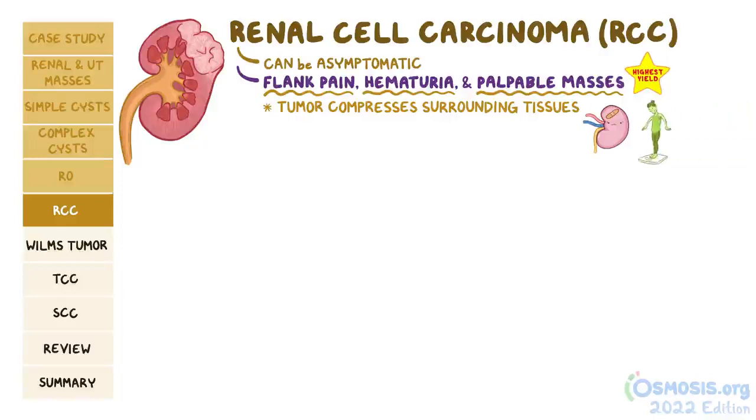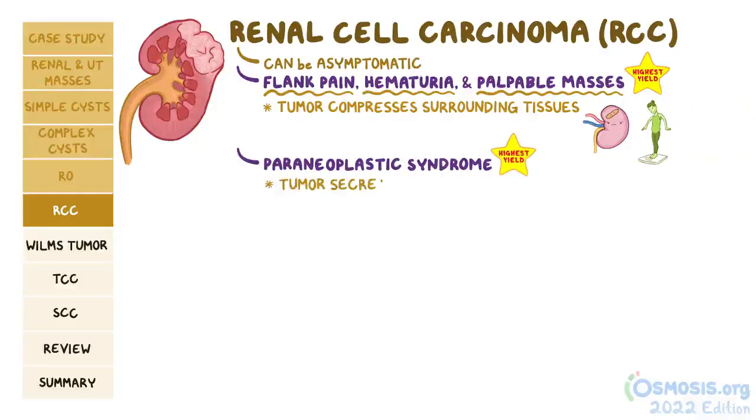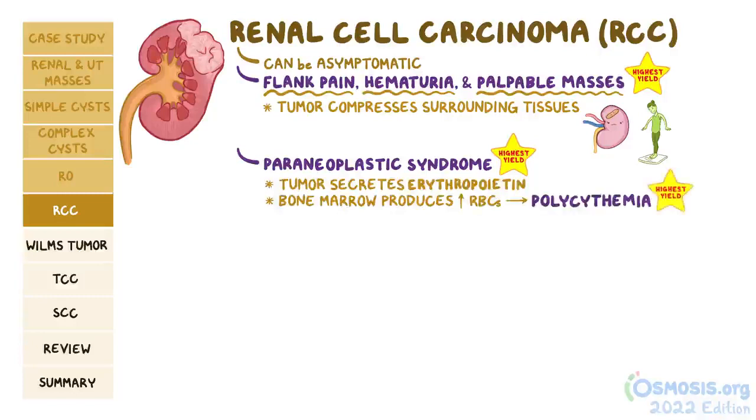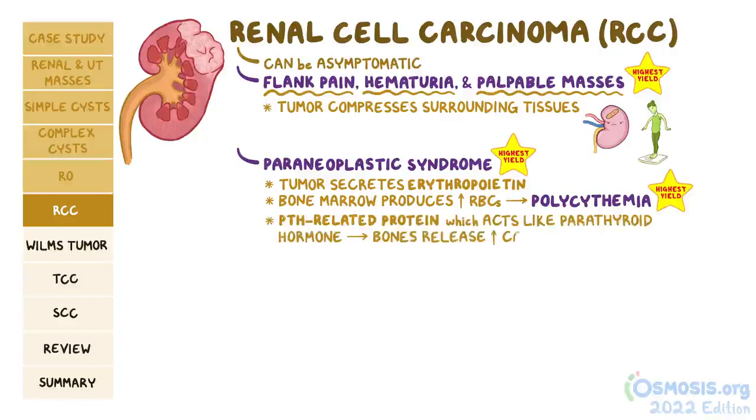Now, RCC can also be associated with signs and symptoms of a paraneoplastic syndrome. First, the tumor can secrete erythropoietin, and this will affect the bone marrow, making it produce more red blood cells, in which case there will be polycythemia. In other cases, the tumor can also secrete a PTH-related protein, which acts just like parathyroid hormone and which causes the bones to release more calcium, leading to hypercalcemia.